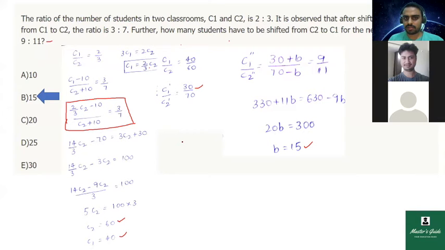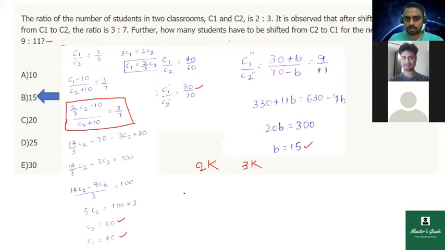Further, how many students should be there? So the trick is, C1 to C2 is 2 is to 3. So I can write C1 as 2K class members and C2 as 3K class members. Now there is a shift of 10 students from C1 to C2. That is what is given.